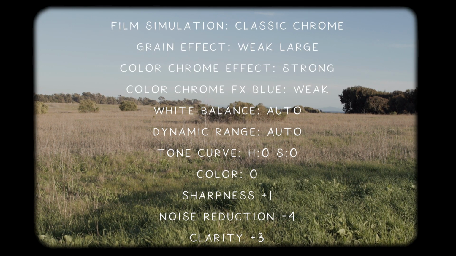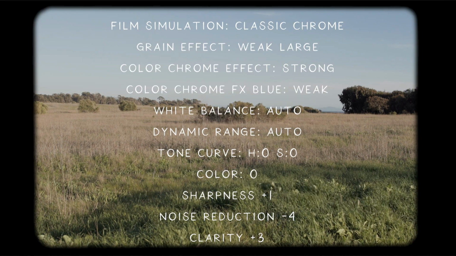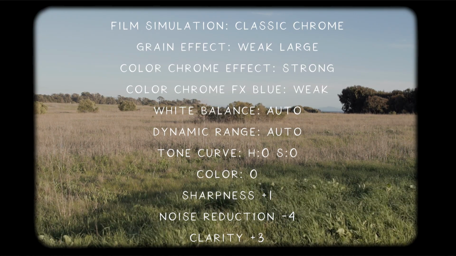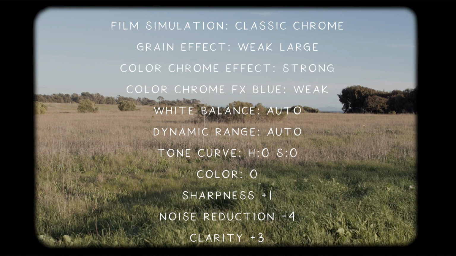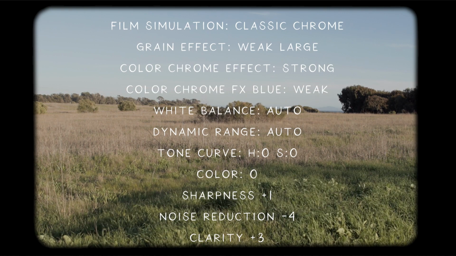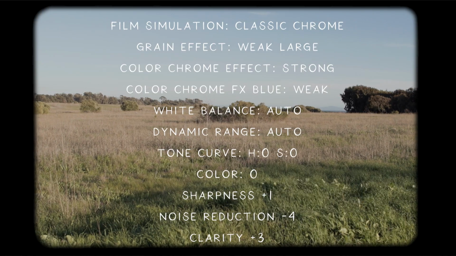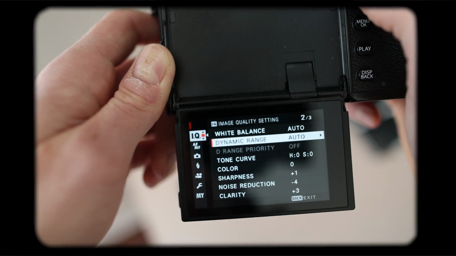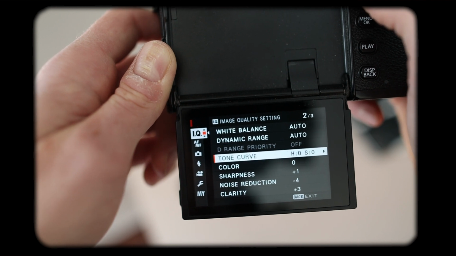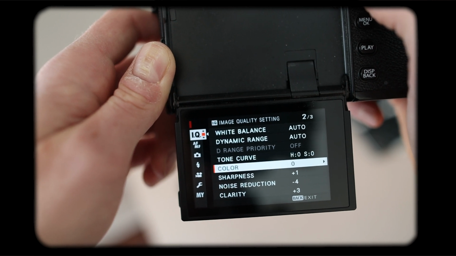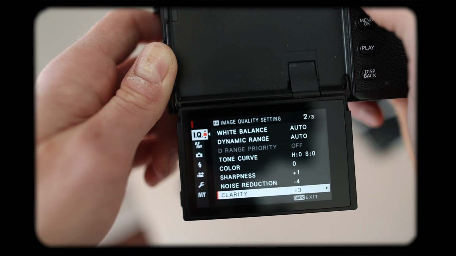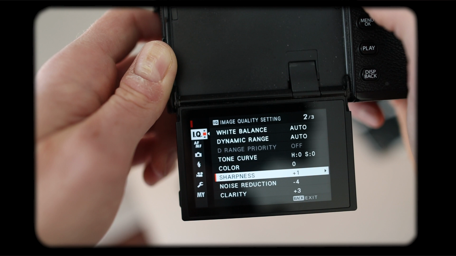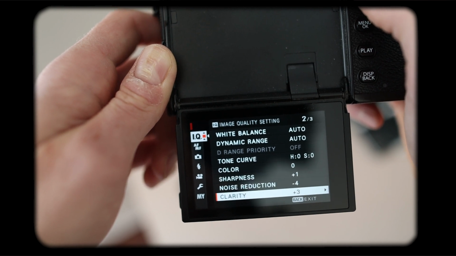We use the Classic Chrome film simulation as a base for this one. Classic Chrome is my second favorite and second most used film simulation across the board. I set the grain to weak large, Color Chrome strong, Color Chrome FX blue weak. I keep the white balance and dynamic range at auto, something that is not found in the original recipe. The tone curve stays at 0. I keep the color at 0, although the original recipe calls for +2 color. Sharpness is set to +1, noise reduction to -4, clarity to +3.